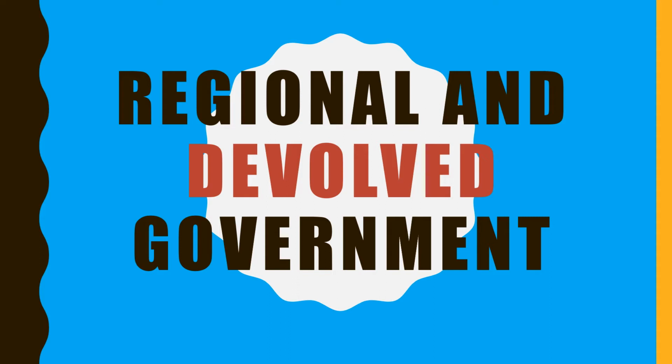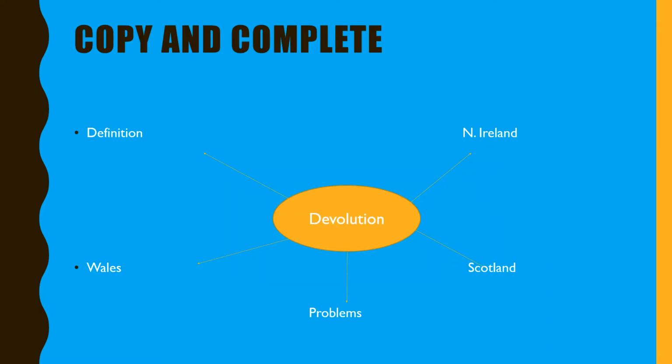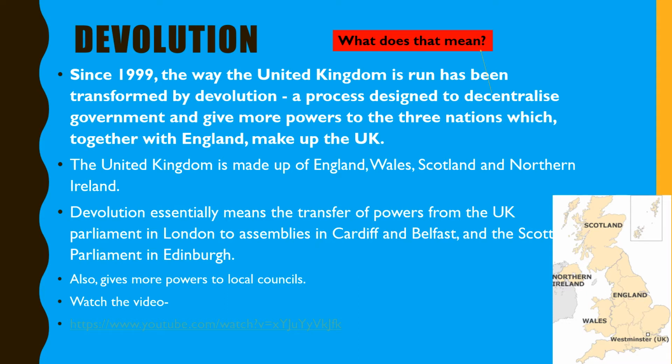This part of the topic is called regional and devolved government. So we need to look at a definition of devolution, any possible problems with it, and what that means for the devolved nations, so for Northern Ireland, Scotland and Wales. So what is devolution then? Well, it started really from 1999.